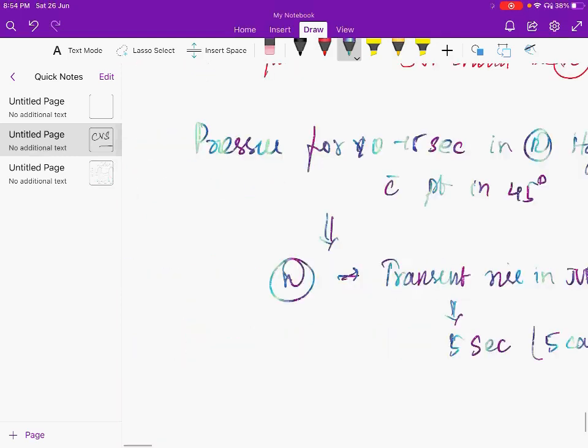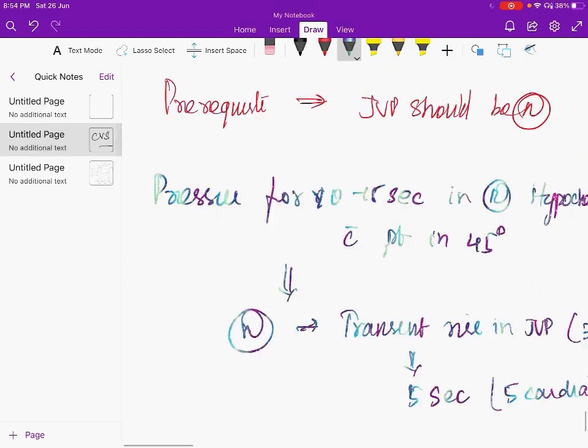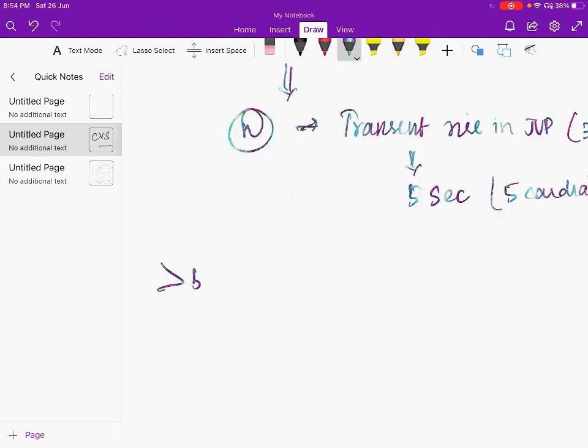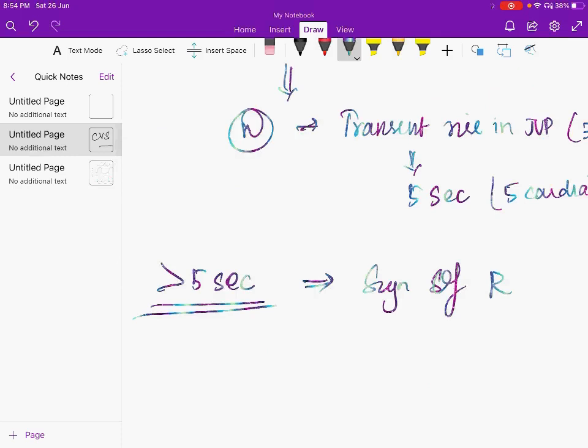So if this rise lasts for more than 5 seconds, it is a sign of right ventricular failure. It is an early sign of right ventricular failure.